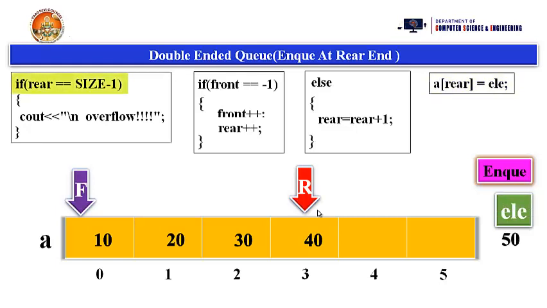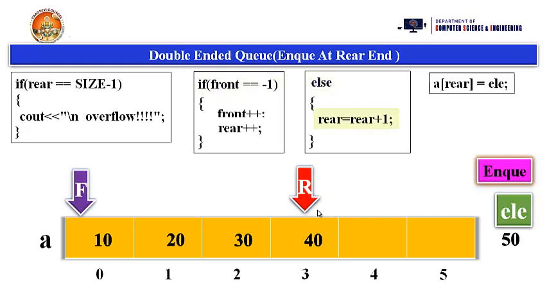Check the condition. If rear equals size minus 1. So rear is pointing to the third index position and size minus 1 is 5. So both are different locations. So condition false. Then go to the one more condition. If front equal minus 1. So front is pointing to the 0th location. It is not equal minus 1. Then go to the else part. And the else statement here, rear equal rear plus 1.